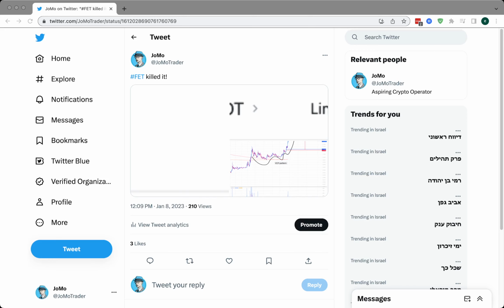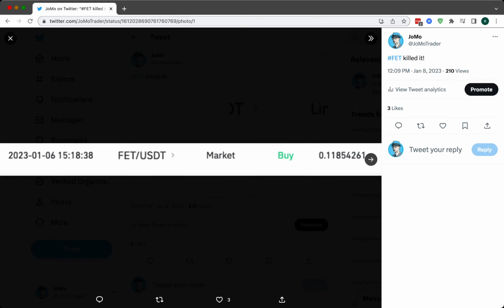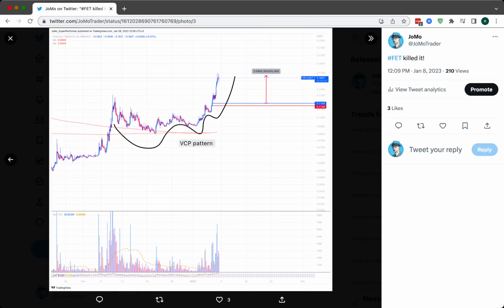Right, so FET, this is my Twitter. I just want to show you that I walk the walk. This is from the 8th of January 2023. This picture over here represents my buy order, on the 6th of January, 2 days earlier, at 0.1185.